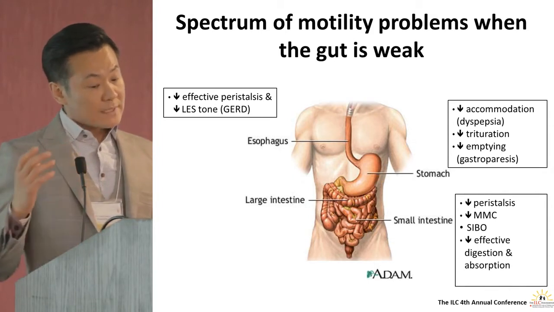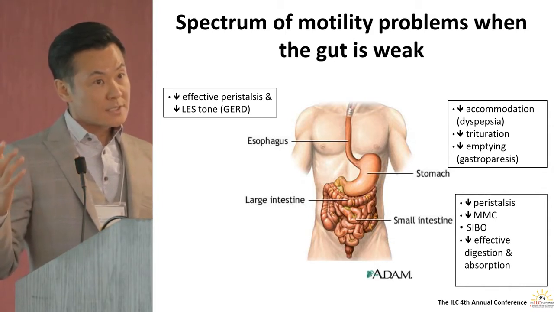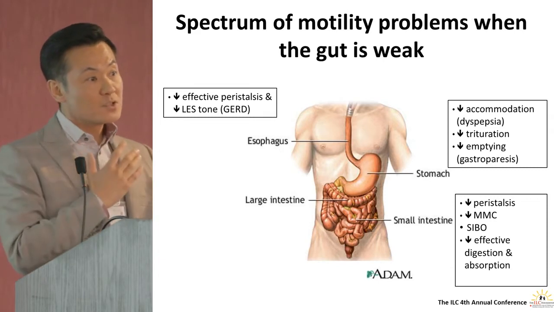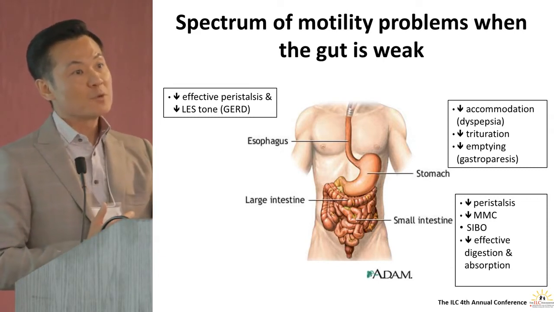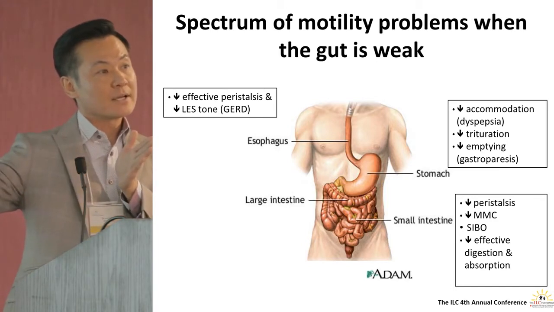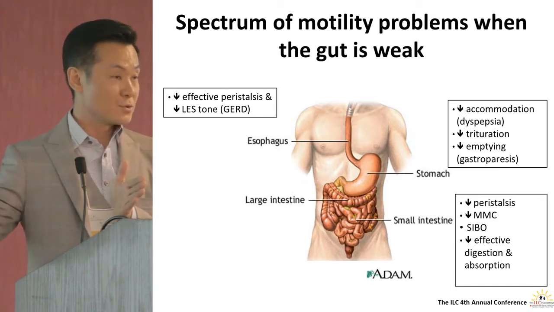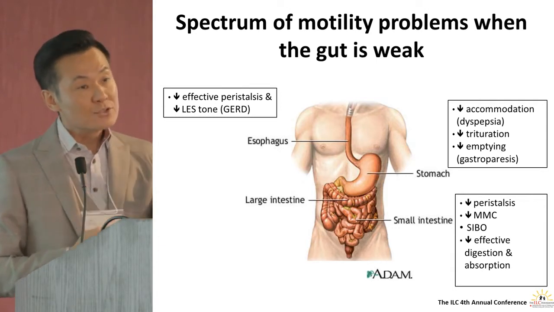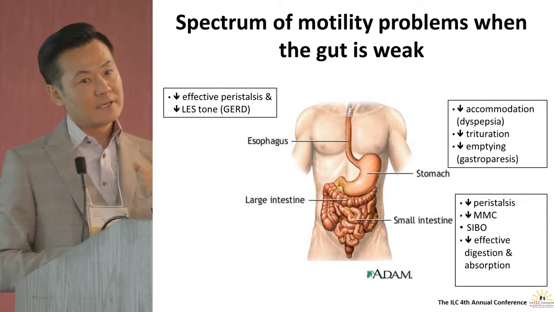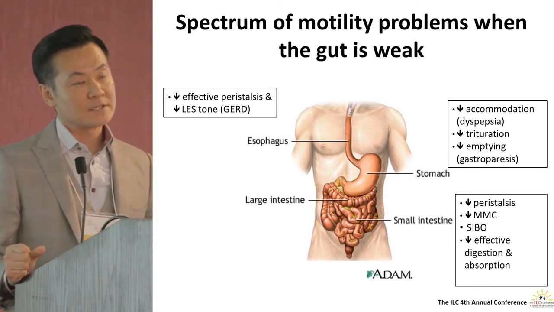When we get to the small intestine, we talk about peristalsis, we talk about the MMC, this sweeping contractile wave that moves the bacteria away from your small intestine, because the majority are going to live in the colon to do the job they're supposed to do, to get the nutrients that you need. When this contractile wave is not moving effectively, you have what we call small intestinal bacterial overgrowth.